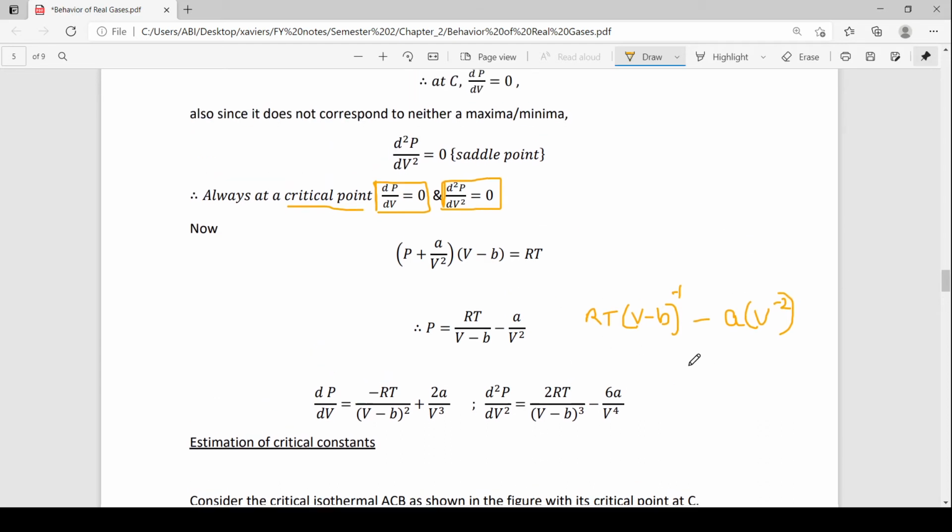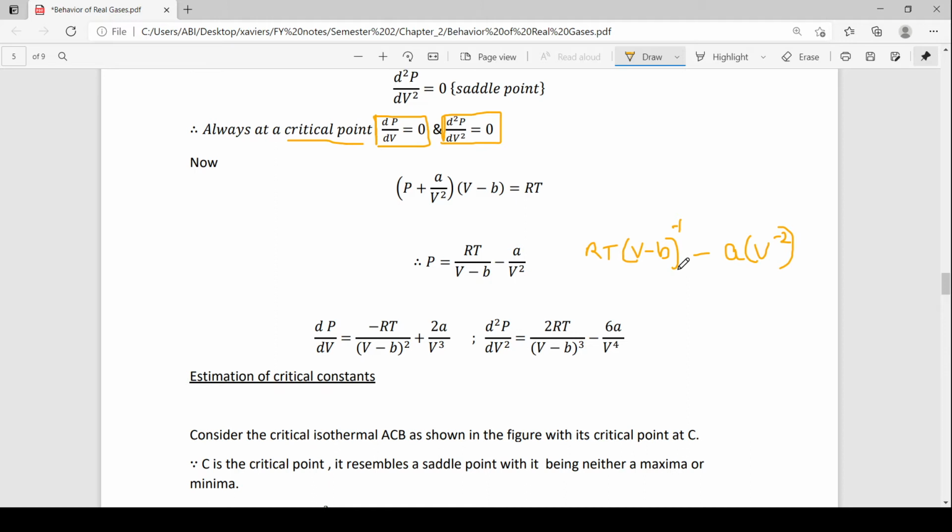Now if I want to determine the derivative of this particular equation with respect to volume, what do I do? RT, there is no volume term here, but there is a volume term here. So I look at the terms inside the bracket, and I look at the bracket as a whole. So first I can write RT as it is. Now minus 1, it's like the derivative of this bracket raised to the power of minus 1. So it is like x raised to the power of n.